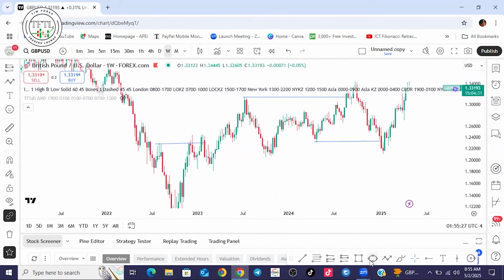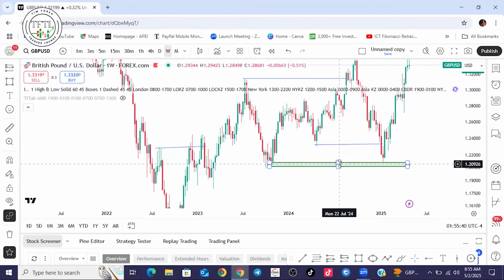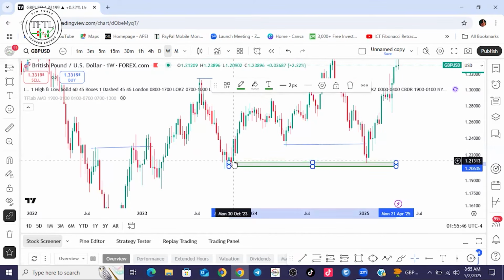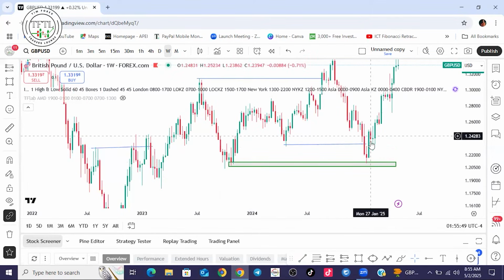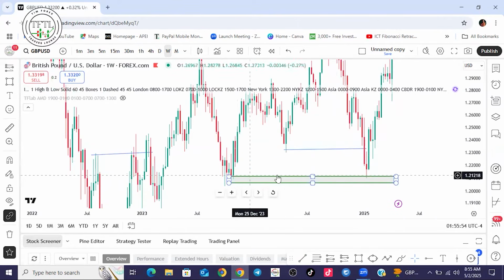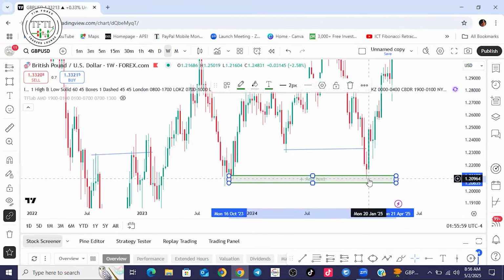Let me show you this first rejection block that we have here. From the weekly time frame, you see this particular level, so we have a rejection block there. This is the body of this candlestick. As you can see, the price came to that level, pushing slightly below the body of that candlestick, but it didn't take out the liquidities of this candlestick, but it took out the liquidities of this.